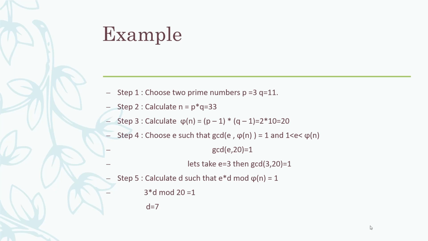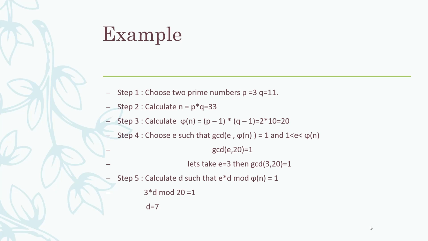Example for RSA algorithm implementation: we need to choose two large prime numbers. For simplicity and understanding, we are taking very small prime numbers, P equal to 3 and Q equal to 11. Calculate the value of n, P times Q. Calculate Euler's totient function phi, which is (P minus 1) times (Q minus 1), so it becomes 20.